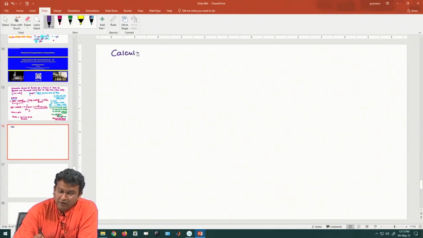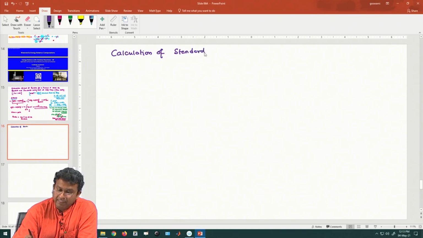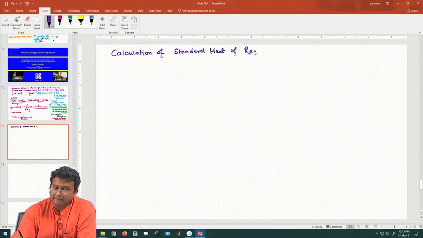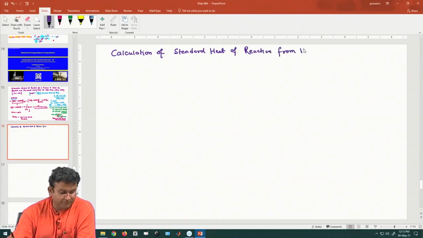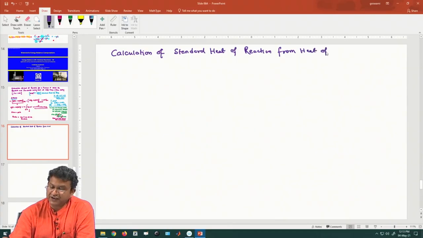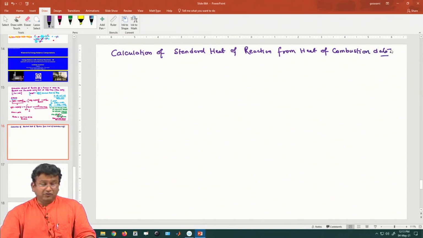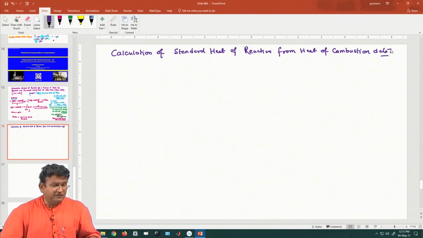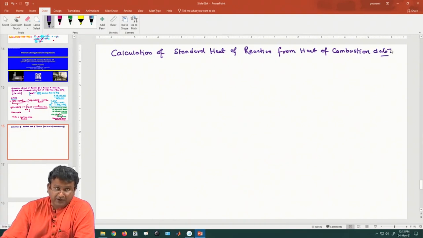So, right now for this lecture we were continuing with the application of Hess law, and essentially we are going to pick up another example, calculation of standard heat of reaction from heat of combustion data. Right. So, this is how it goes, and for this let us pick up one example.